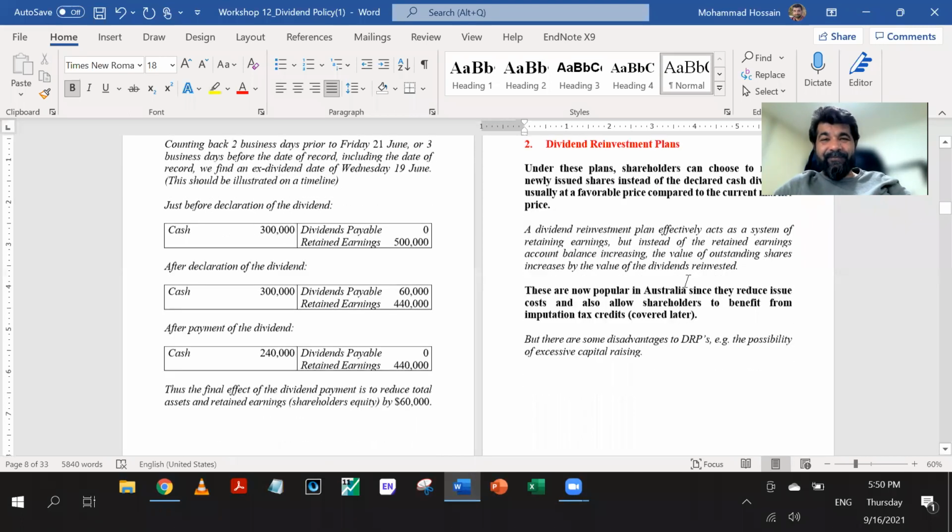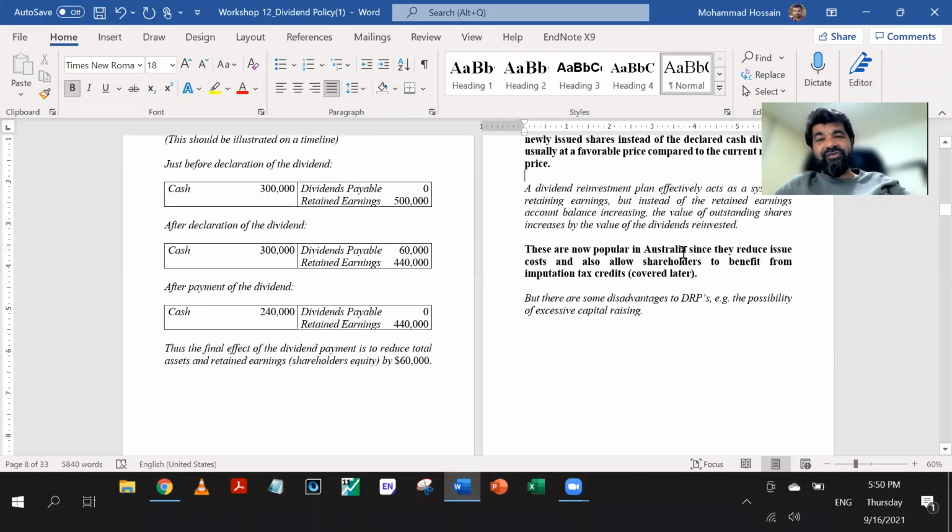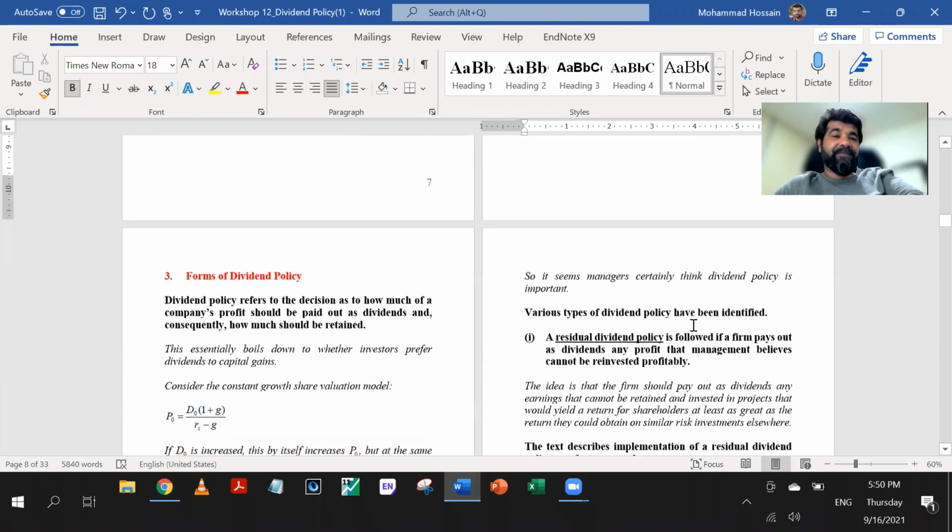Okay. But this is a new popular in Australia since they reduce issue cost and also allow shareholders to benefit from imputation tax credit. Okay. So since you didn't receive the money, it will also be helpful for you for tax purposes as well.